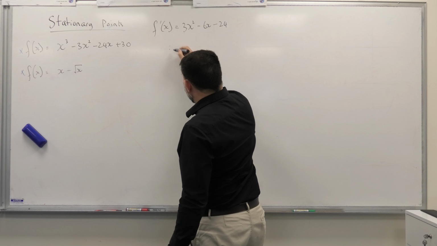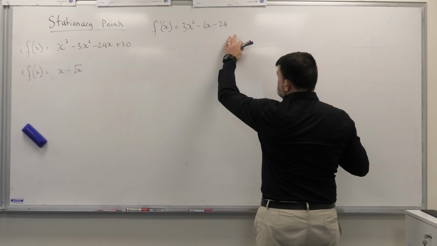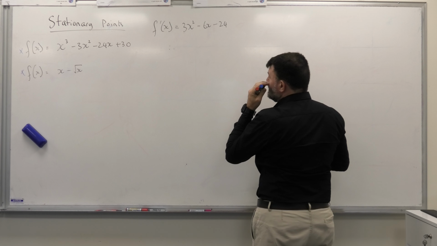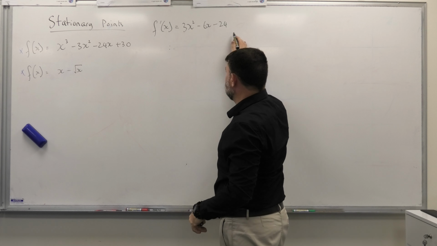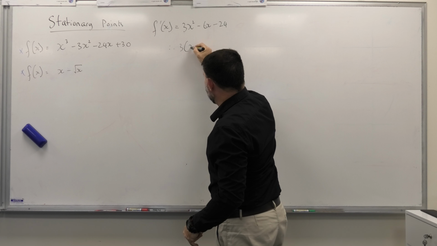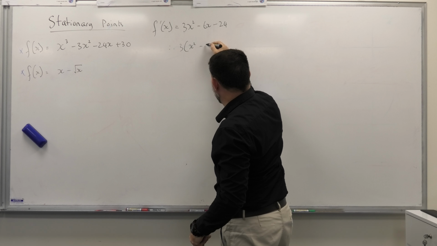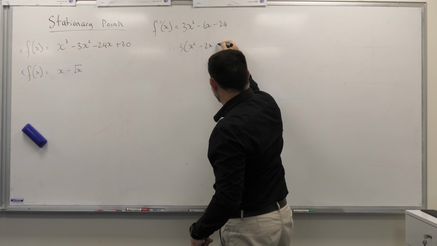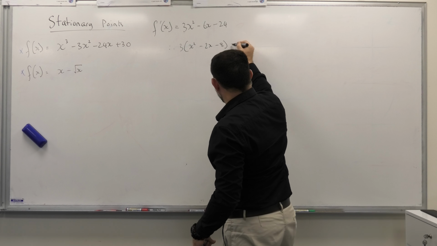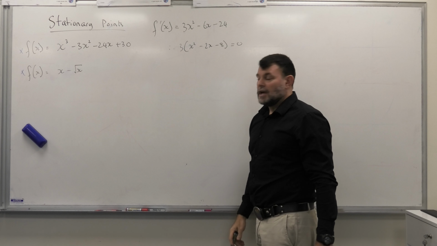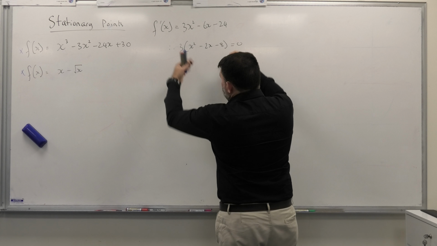So, if I wanted to equate this to 0, I want to try and factorize this out. So I could divide everything by 3. So I bring the 3 out, I get x squared minus 2x minus 8. I can now equate that to 0. Now I'm ready to be able to find out my two functions.